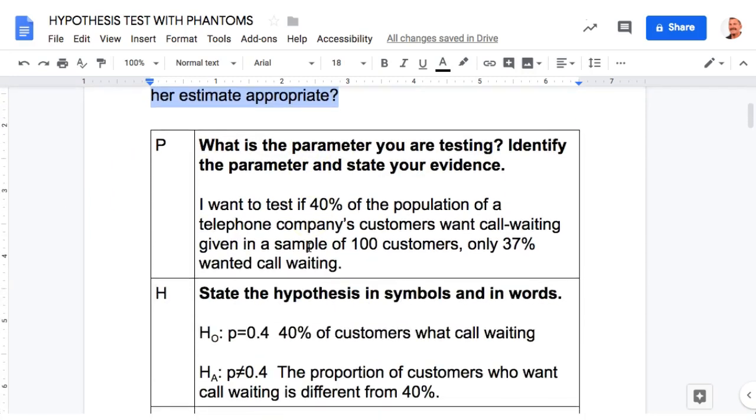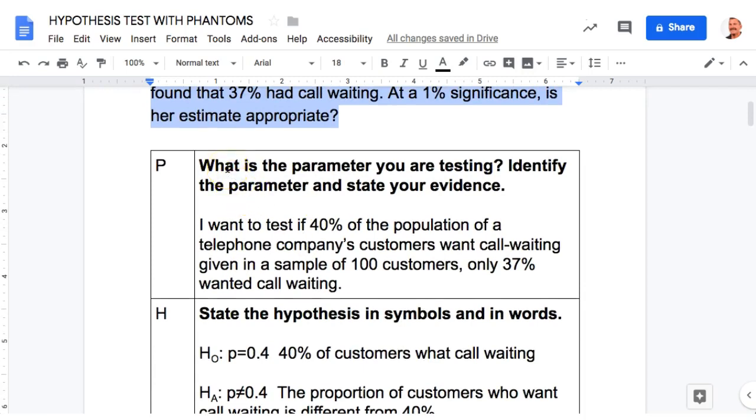So the P in PHANTOMS, what is the parameter you are testing? And try to state that parameter and state your evidence. So what I would say is I want to test if 40% of the population of a telephone company's customers want call waiting, given in a sample of 100 customers, only 37% wanted call waiting.